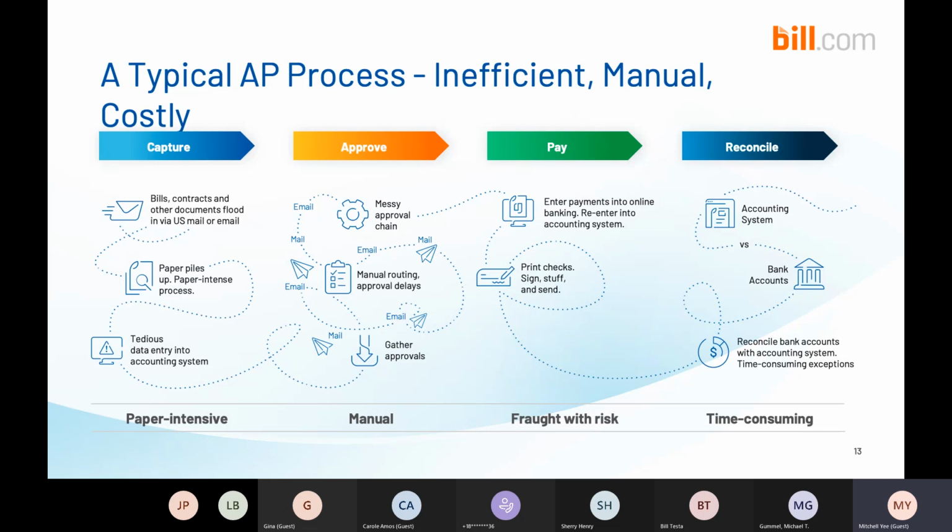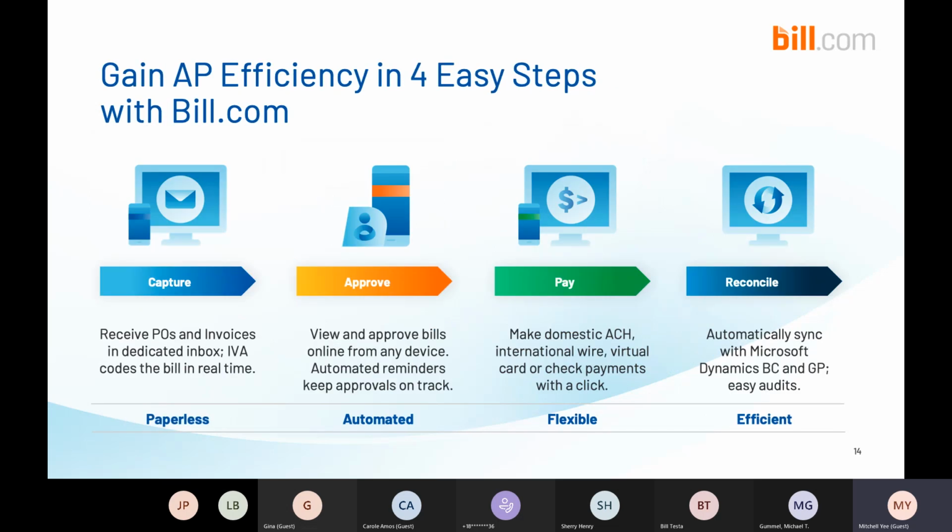And so when we take a look at this inefficient, manual, costly AP process, it's based off of paper checks. It's based off of human error. It's based off of manual data entry, manual routing for approval, manual reconciliation, paying out of multiple systems. And so when we look at how to gain AP efficiency, instead of a manual process, we still keep it in 4 easy steps, because it is a holistic approach to what is happening in your back office, not just one side of it where it's just data entry, or the opposite side where it's just payments, but the entire process from beginning to end.